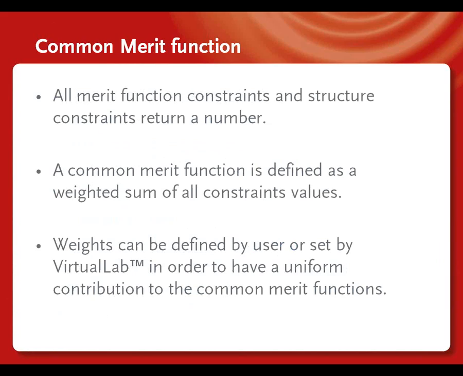From all merit function values and merit function constraints and from the structure constraints, a common merit function is returned. So every merit function constraint and every structure constraint returns a number, and we need to combine all of these numbers and all of these results to a common merit function. This combining is done by calculating a weighted sum of all constraint values. The weights that are used can be defined by the customer or by the user of VirtualLab, or can be set by VirtualLab.